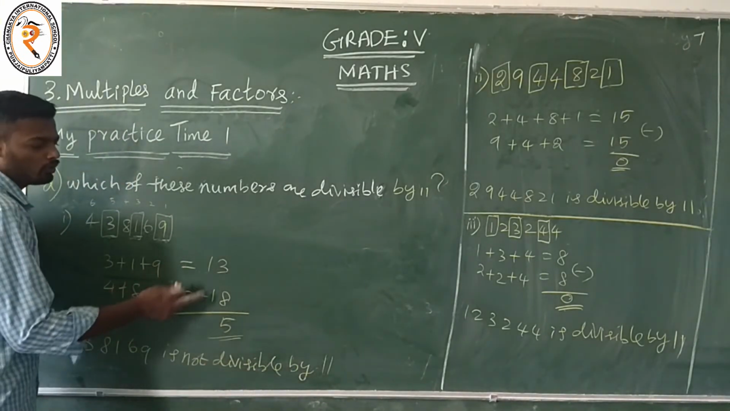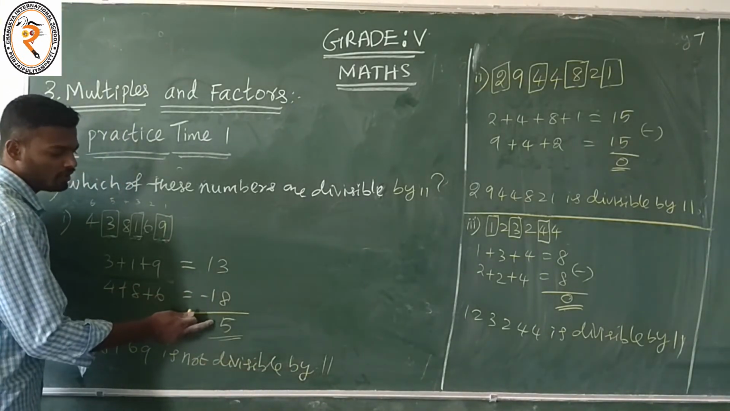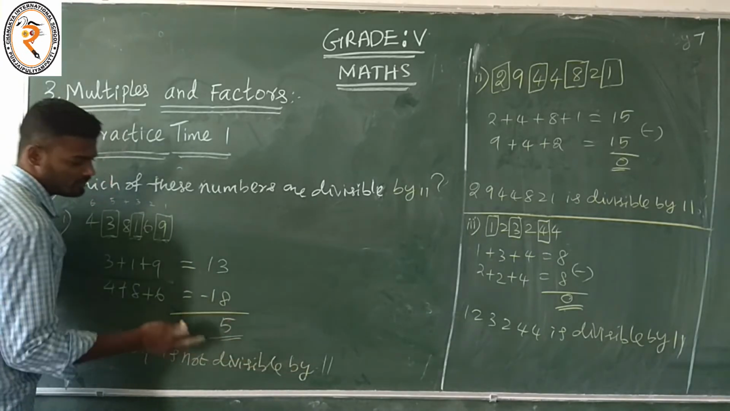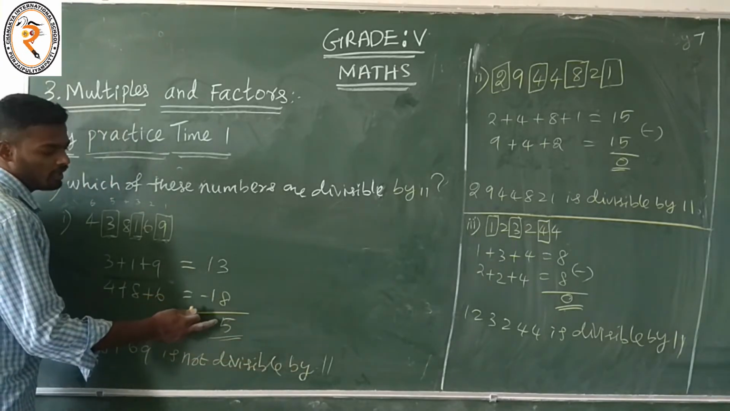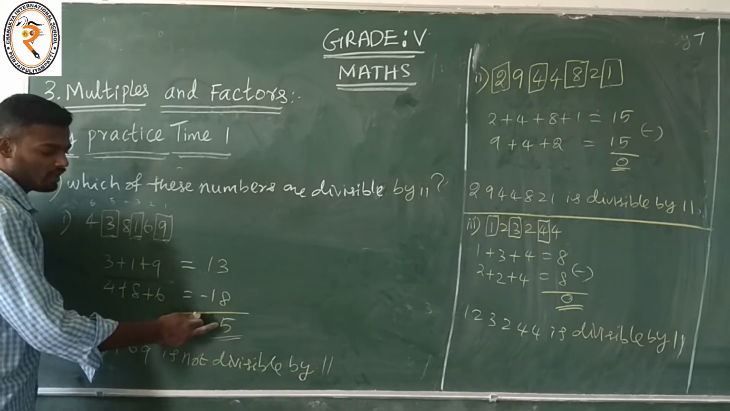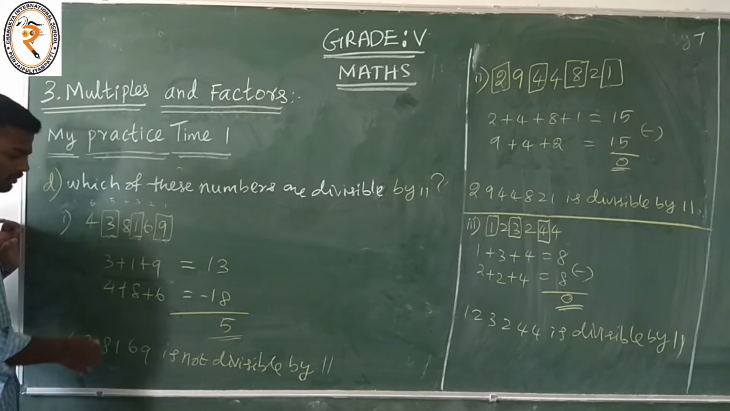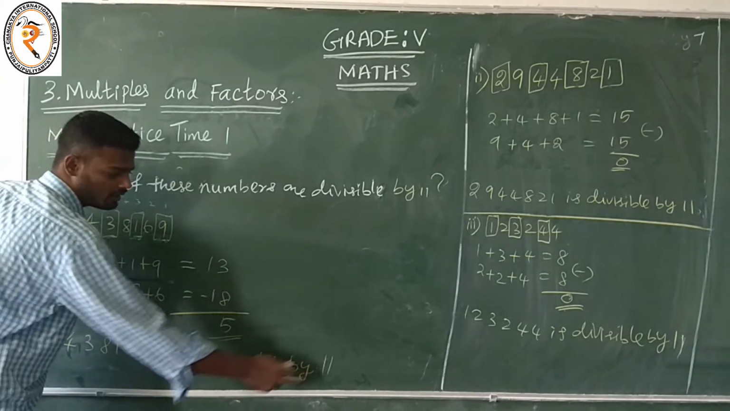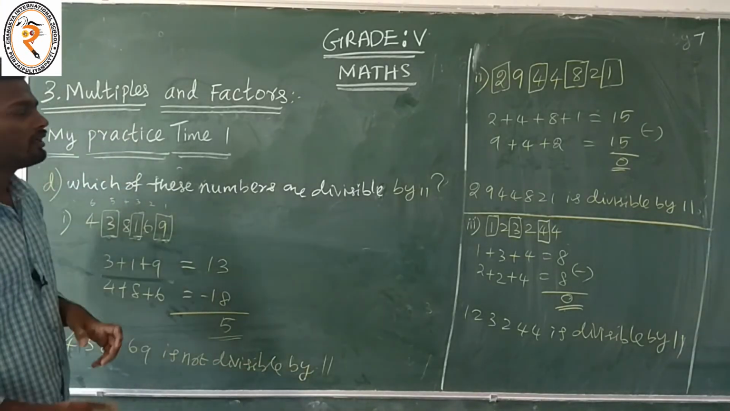We subtract the two numbers. If the final answer is 0, it is divisible by 11. Here it is not 0 and also not a multiple of 11. So it is not divisible by 11.